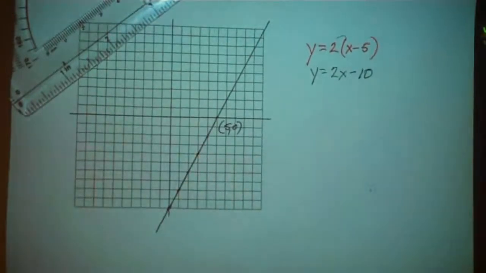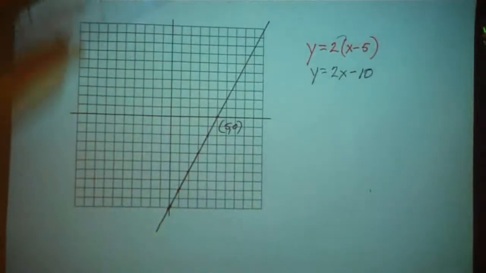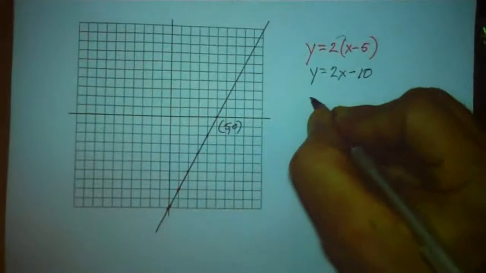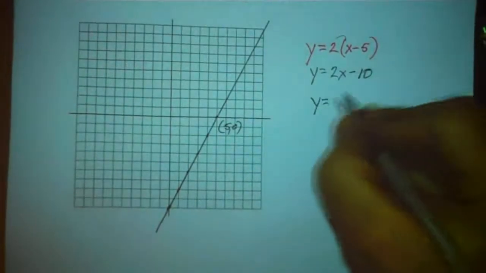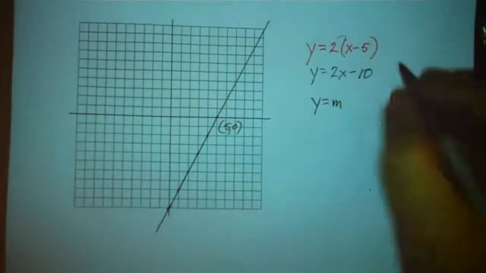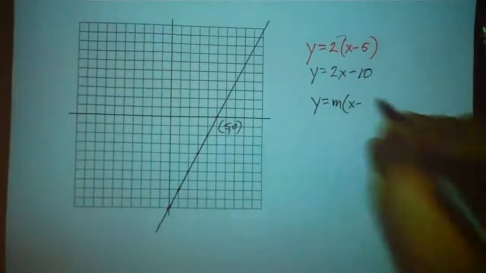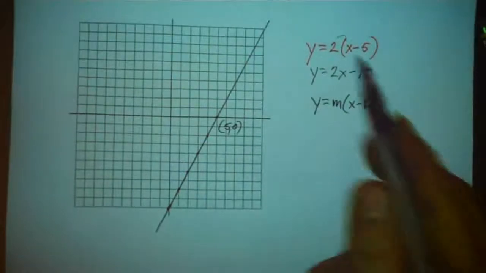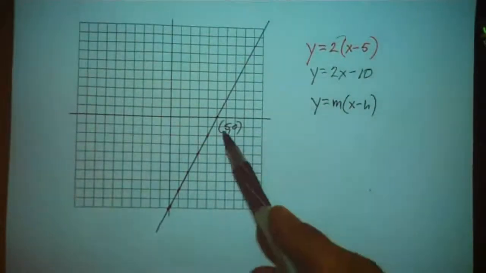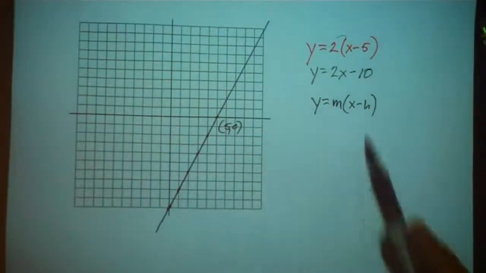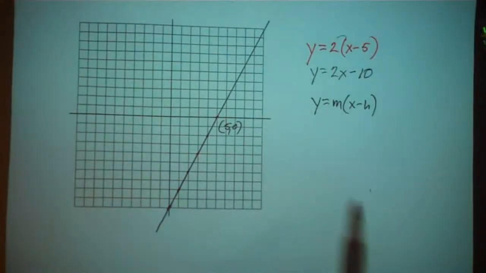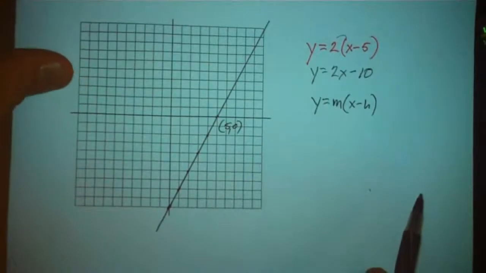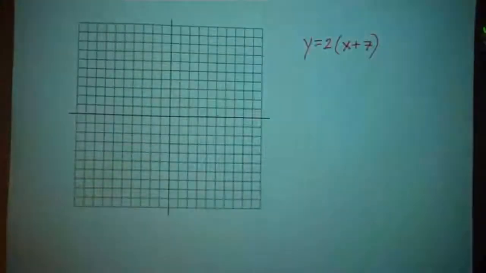Well, this might very well come in handy, because what we're finding is that if we have y equals m, our slope, times x minus some number h, it looks from our first example that the x-intercept might just be h, 0. Well, let's see. Let's go to the next one.